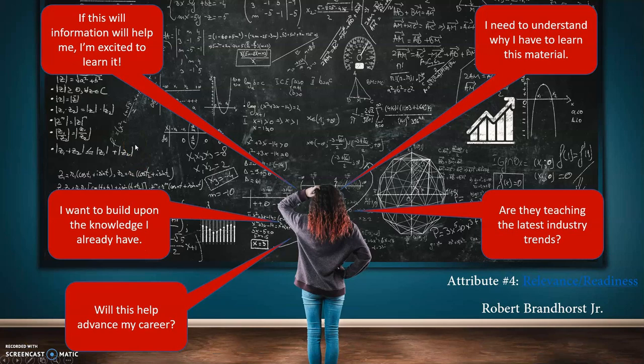The fourth map highlights attribute 4, which states that adults are ready to learn material that is relevant to their everyday life. My map shows a student taking in a lot of information on a blackboard and trying to understand if this information is relevant to her goals of advancing her career and building upon her previous knowledge. She is excited to learn it if it will help meet her goals.